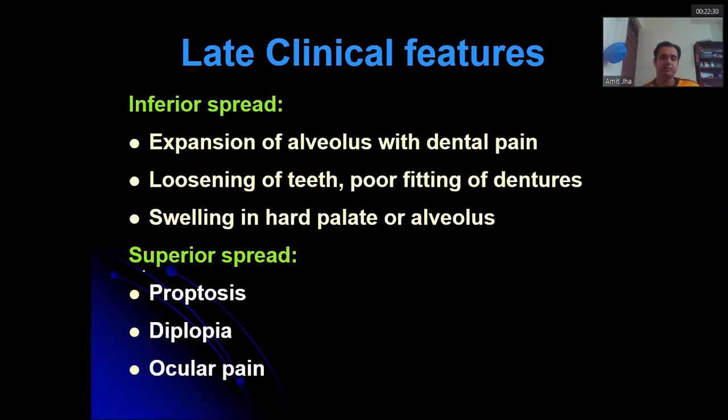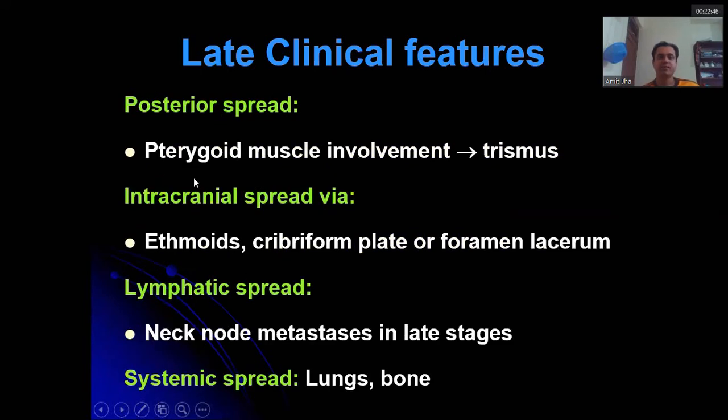Malignancy is somewhat an ENT emergency, and you do not want the patient to wait and waste his valuable time in diagnosis. Superior spread: there is proptosis, diplopia, and ocular pain. Posterior spread: pterygoid muscle involvement. Right? So there will be trismus. Right? Difficulty in opening up the mouth.